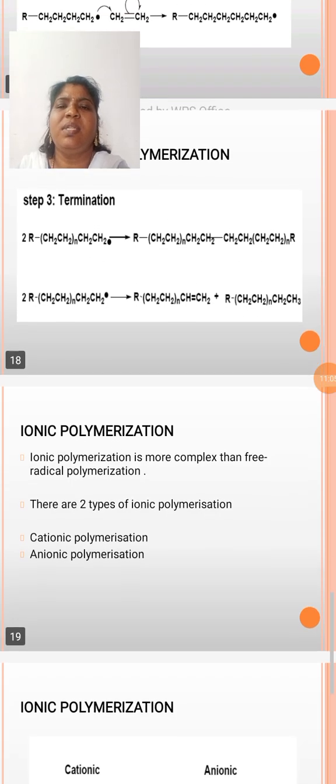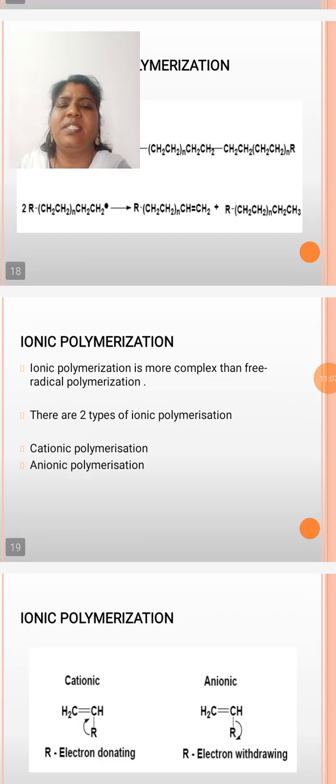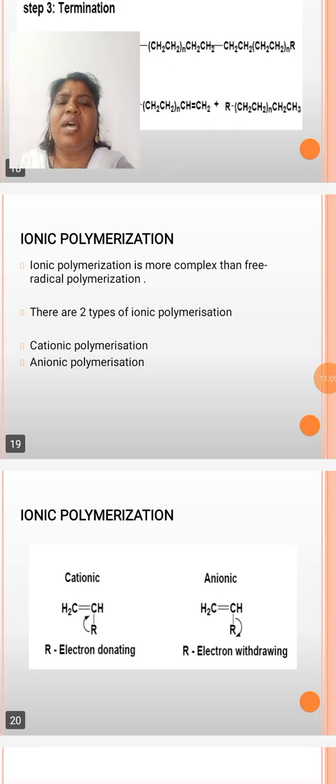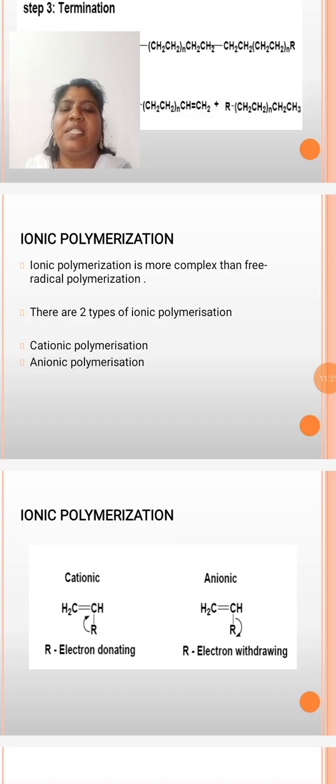Next, the second type of addition polymerization is ionic polymerization. In ionic polymerization, you are having cationic polymerization and anionic polymerization. In the next video we can see about ionic polymerization, what mechanism is taking place, in detail. Just ionic polymerization is nothing but you are having two types. As free radical polymerization has a radical, here ions will be undergoing the polymerization initiation step.